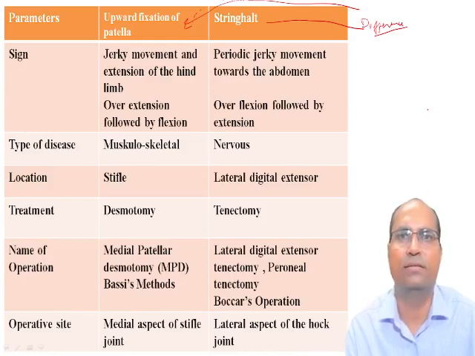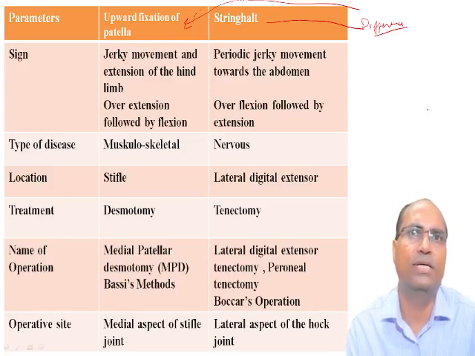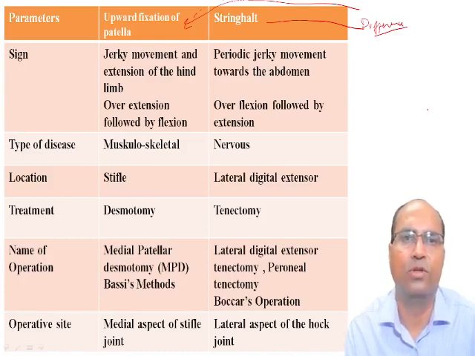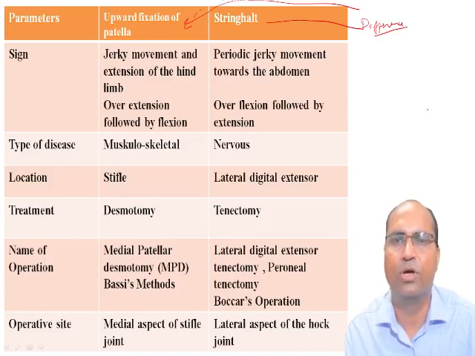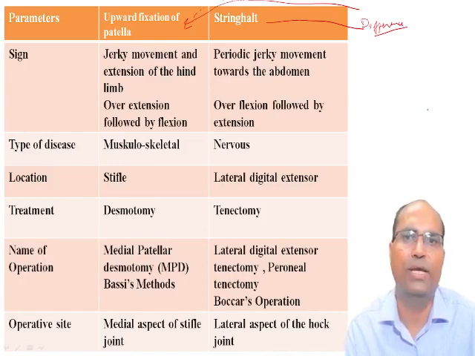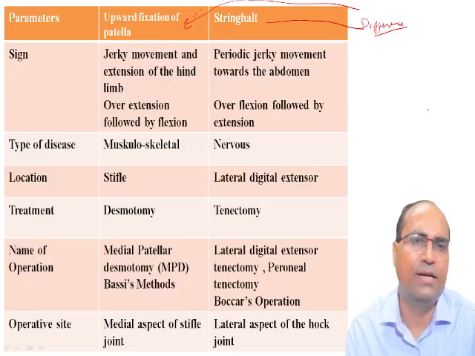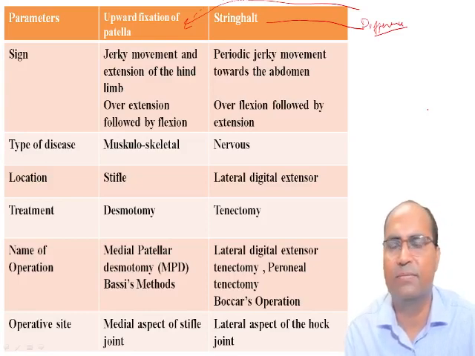Type of disease. Upward fixation of patella is a musculoskeletal disease. Stringhalt is a nervous or neuromuscular disease. Location. Upward fixation of patella is at the stifle joint, but Stringhalt is related to the lateral distal extensor muscles.